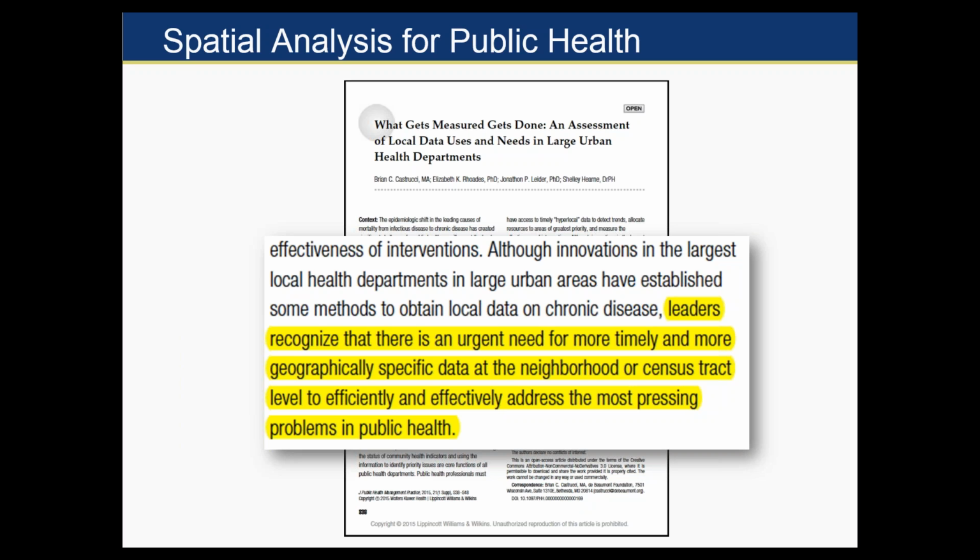And a lot of the public health leading agencies, CDC, EPA, city and state health departments, they recognize that there is this urgent need for more timely and more geographic specific data at small scale areas like neighborhoods or census tracts to efficiently and effectively address some of the most pressing problems in public health. So in terms of the need for not just spatial data, but the expertise to work with that spatial data, it is definitely out there for sure.